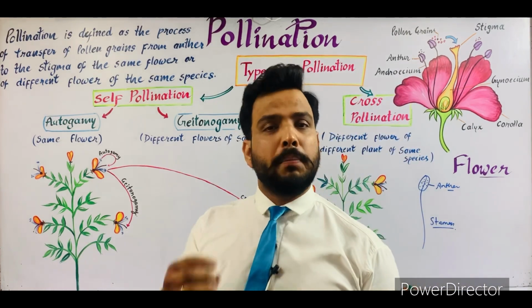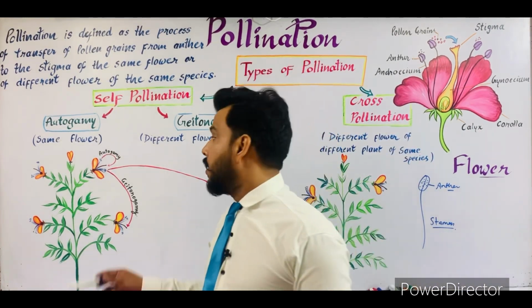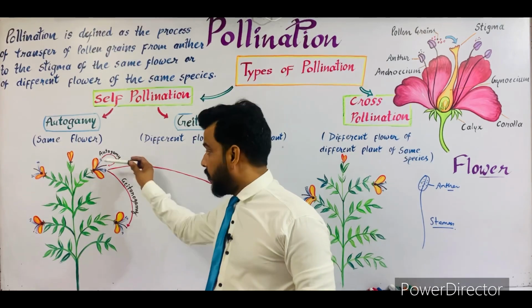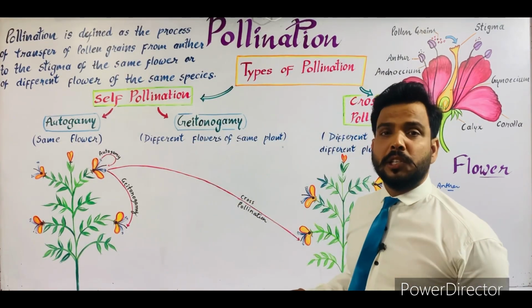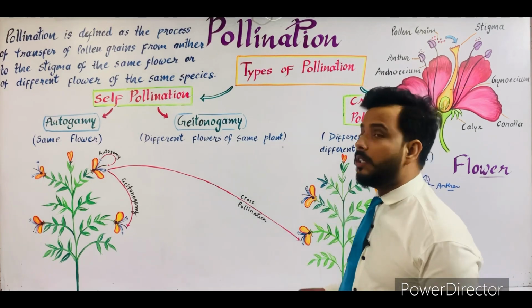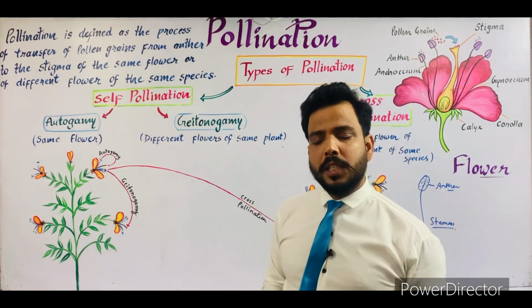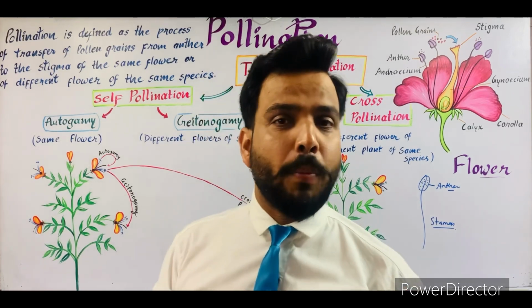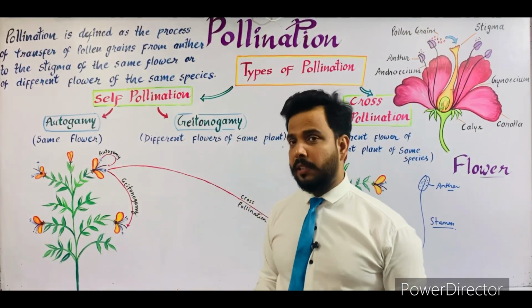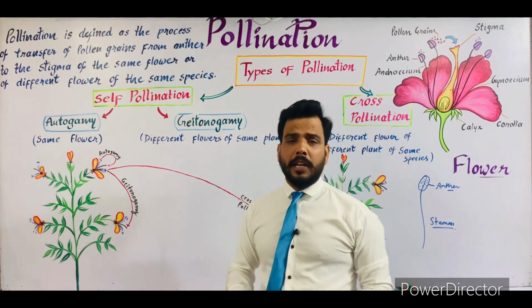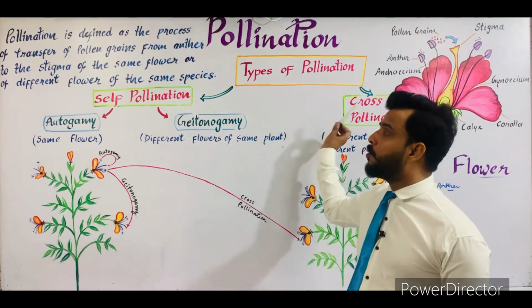So the flower may be the same flower, a different flower of the same plant, or different plants. All these conditions are termed as pollination. This simply means the transfer of pollen grains from anther to stigma of a flower is known as pollination. So I think the definition is very clear to you. Now I will tell you about the types of pollination.